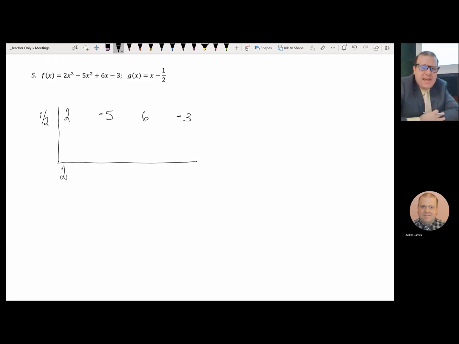Two drops down times a half. -5 times a half plus 6 times a half minus 3. See how nice that was? Didn't make you deal with fractions at all. I won't be that nice on a test.